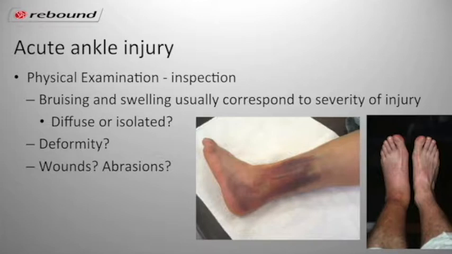So on physical examination of some of these injuries, the first thing I start with is inspection. I look for signs of swelling, signs of bruising, and it helps me sometimes to determine where exactly this injury has occurred, though oftentimes it's so diffuse that it's not necessarily helpful as far as localizing things, but it does give me an idea of the severity of the injury. Obviously, is there any deformity to the limb, any wounds or abrasions that would suggest a more severe injury?